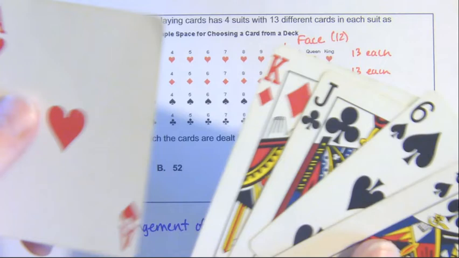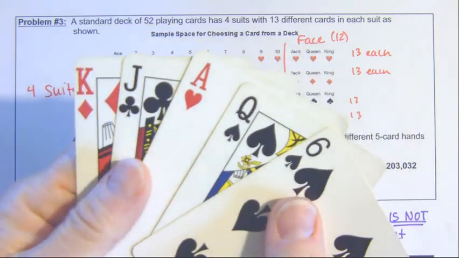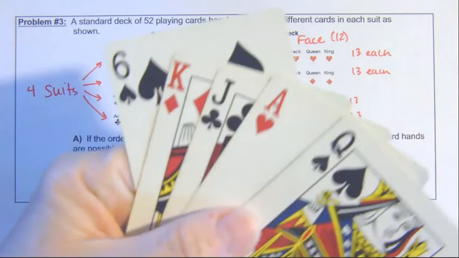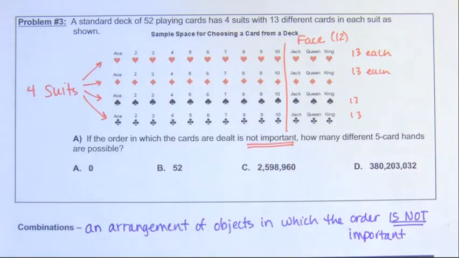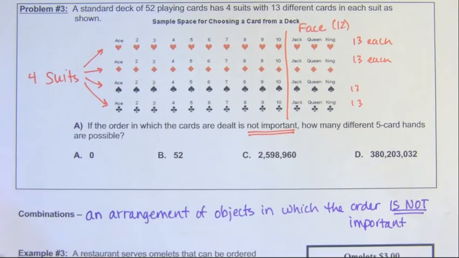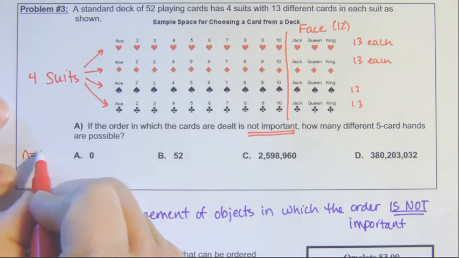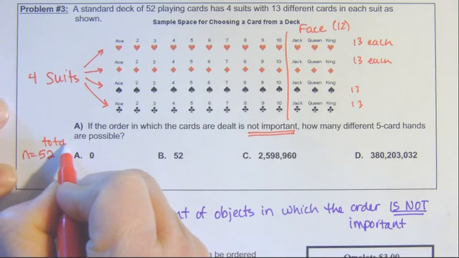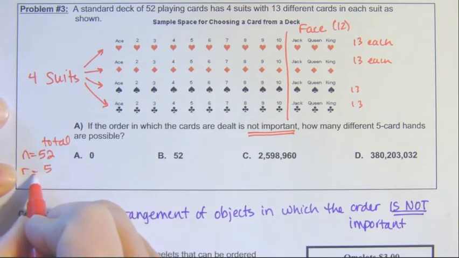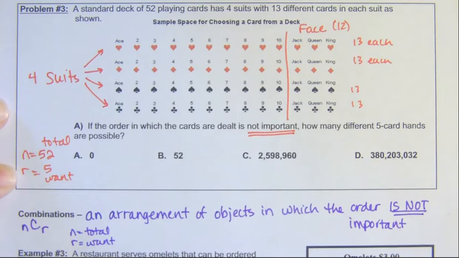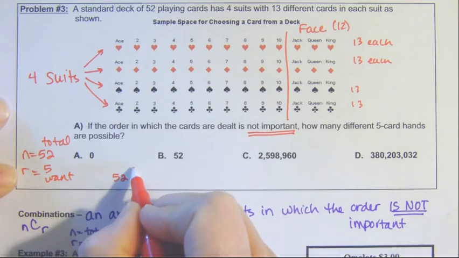I don't care how I rearrange these. So you can go red, black, something like that. So it doesn't matter. Order is not important. That's a combination. What we're going to do here is, just like we did with the permutations, n is the total, r is what we want. So in this problem, we have n is 52 because I have 52 total cards, and r is what I want. I only want 5 of them. So I would do 52C5.